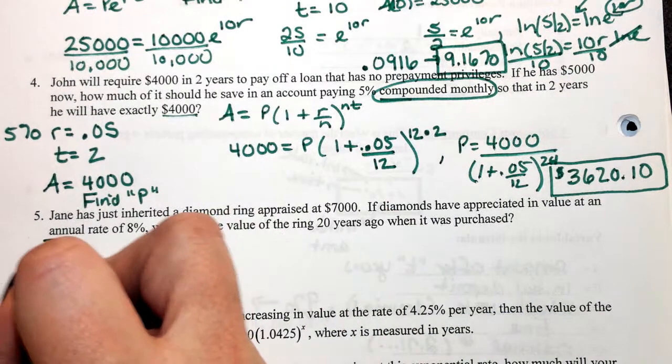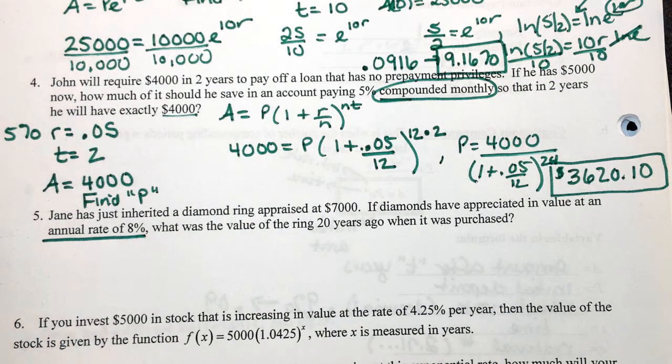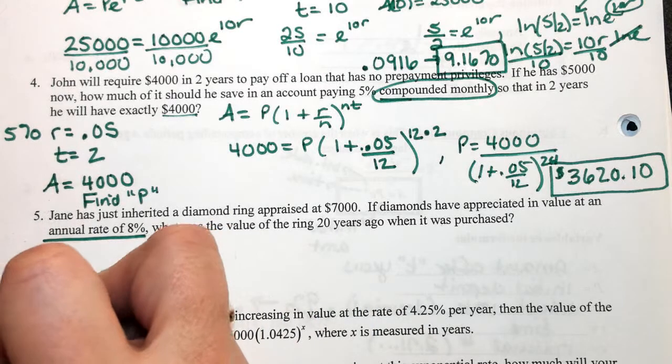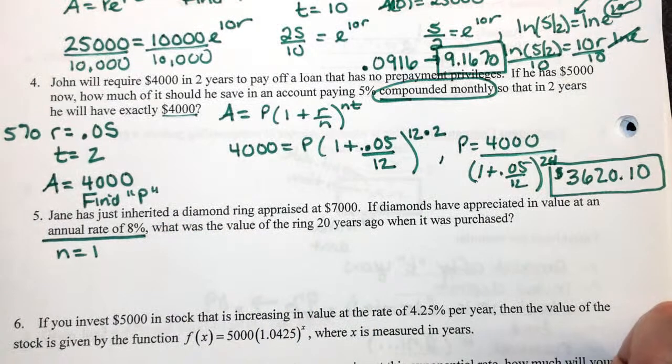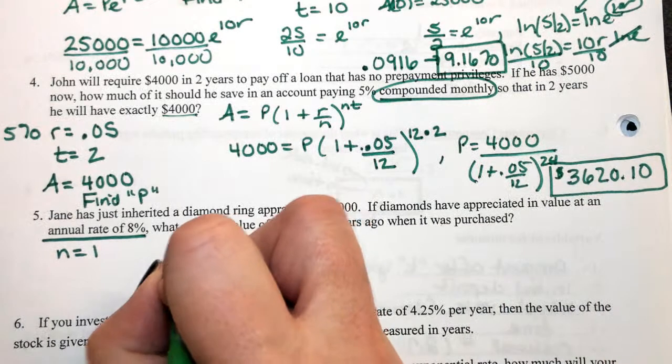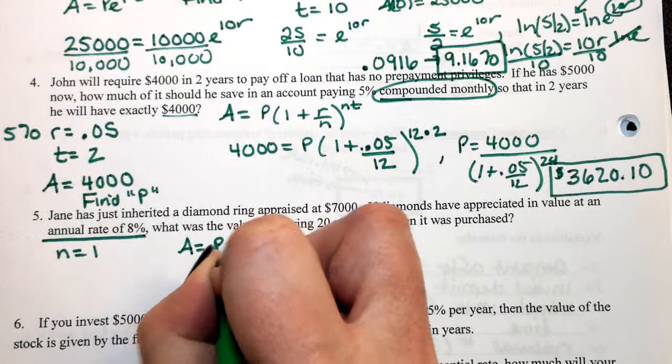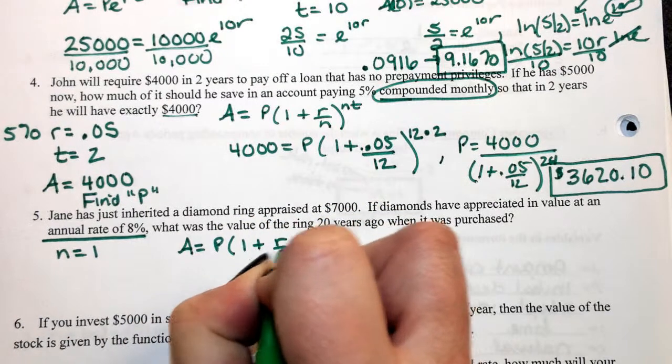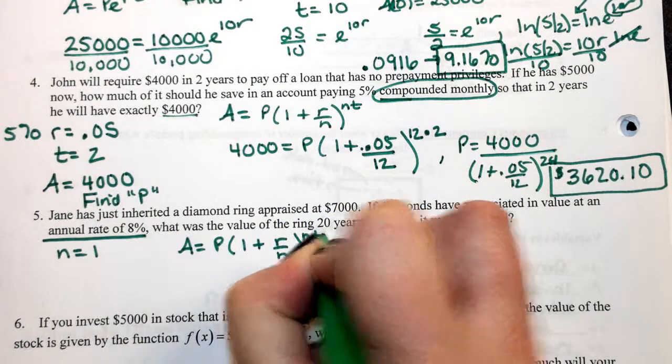Now, annual rate. Most items, when we talk about appreciation or cars with depreciation, it's just an annual rate versus a monthly, quarterly, etc. So it's an annual rate, N is just equal to 1. It's not continuously compounding, so I have to use my formula. A is equal to P times 1 plus R over N raised to the N times T power.